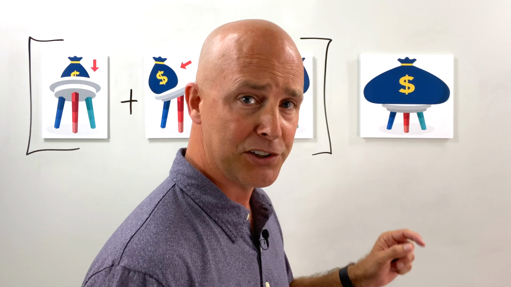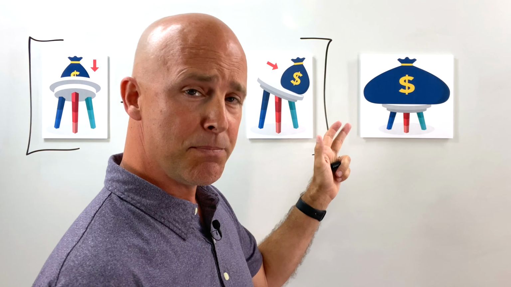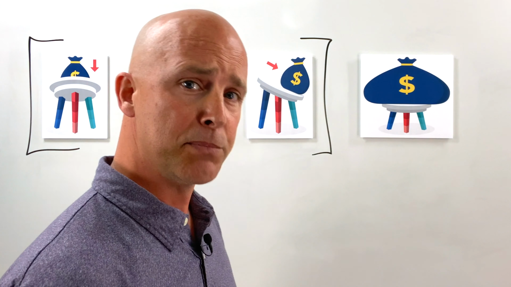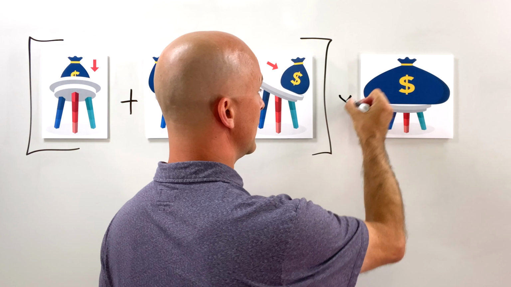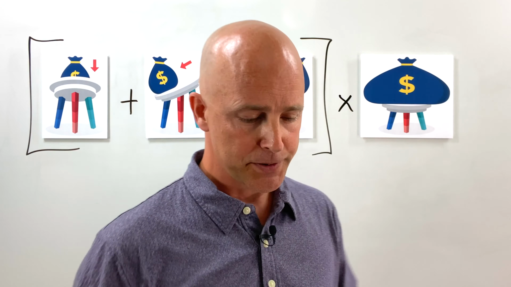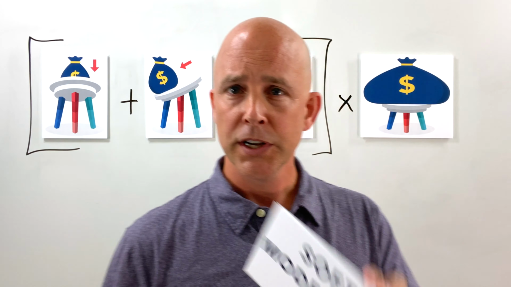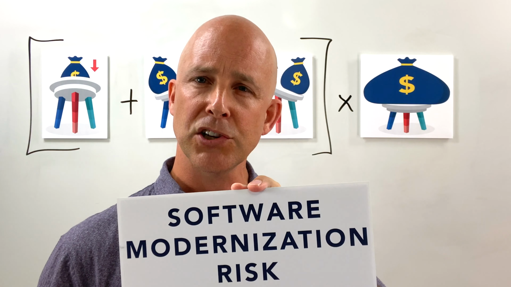But here's where it gets interesting. The unmanageable release size becomes a multiplier. And together, they all equal your software modernization risk.